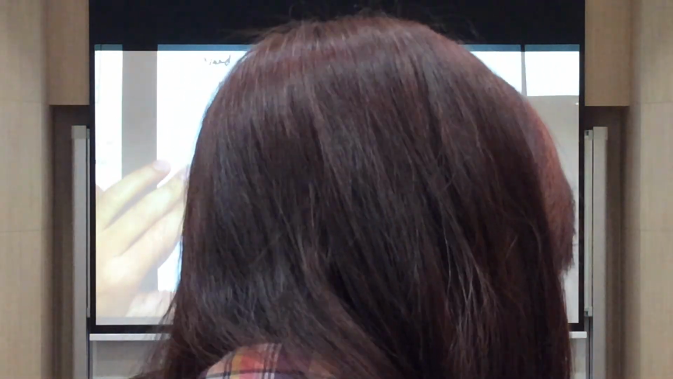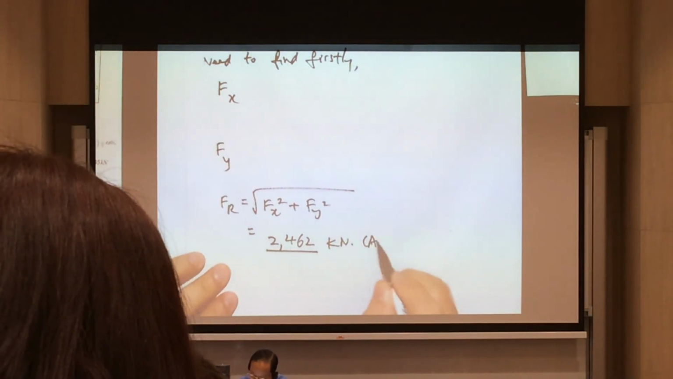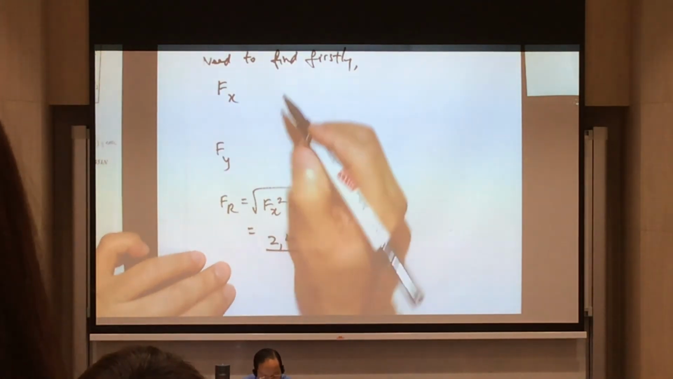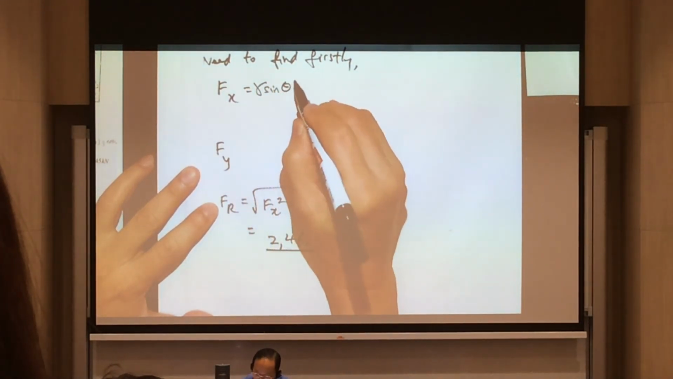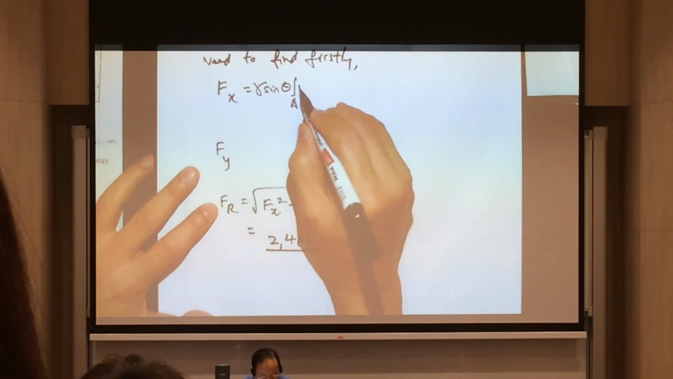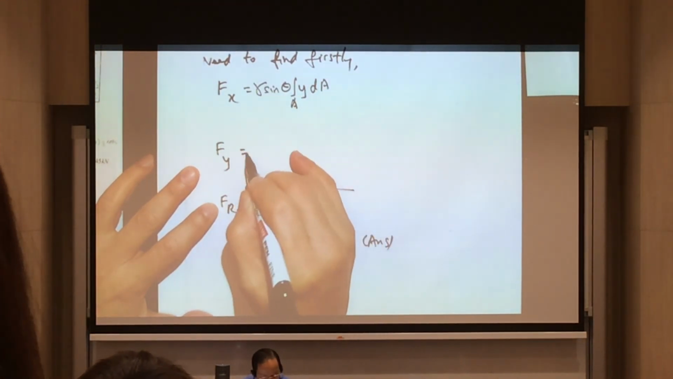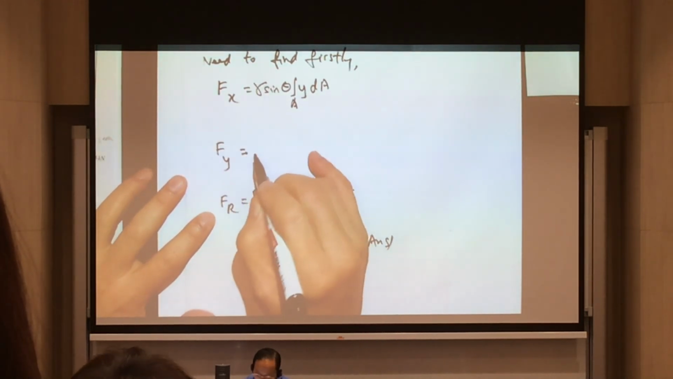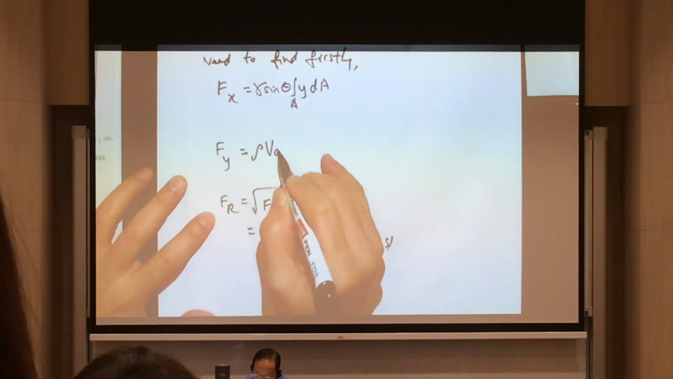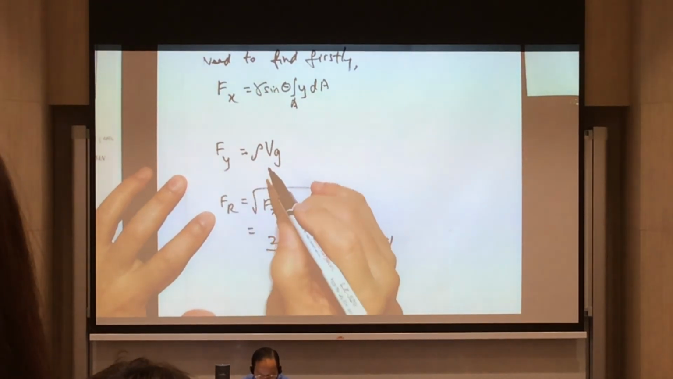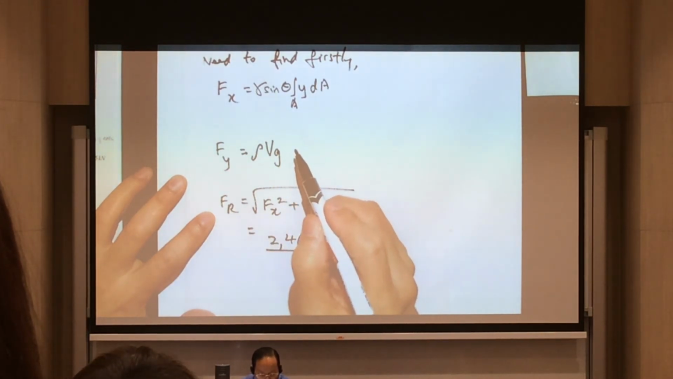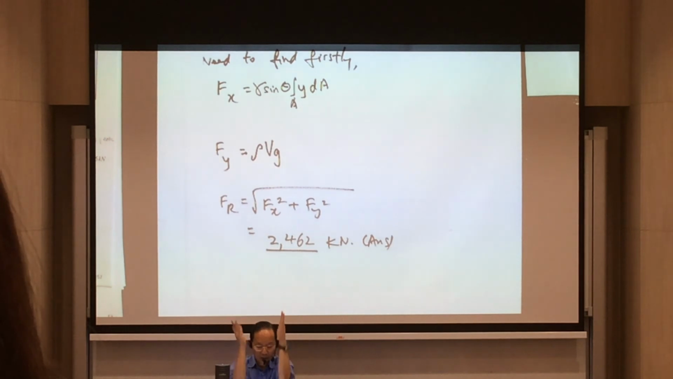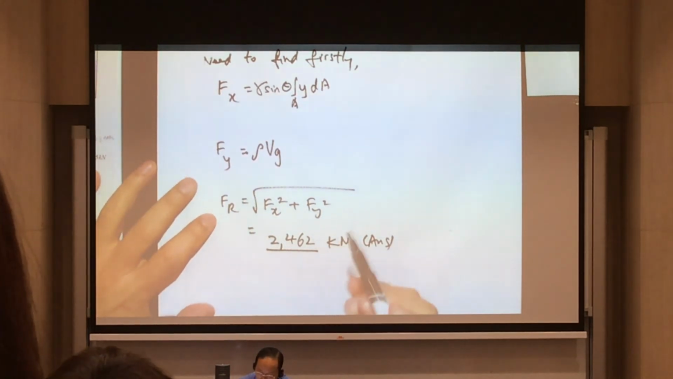I hope there's no problem with the calculator. I think you get the decimal point problem. That is the resultant force. So for Fx, again you use gamma sine theta times the integral over the whole surface A of y dA. And Fy is equal to rho g times the volume. So it's simpler: it's the weight of the water wedged in that rectangular column. Then you just calculate.